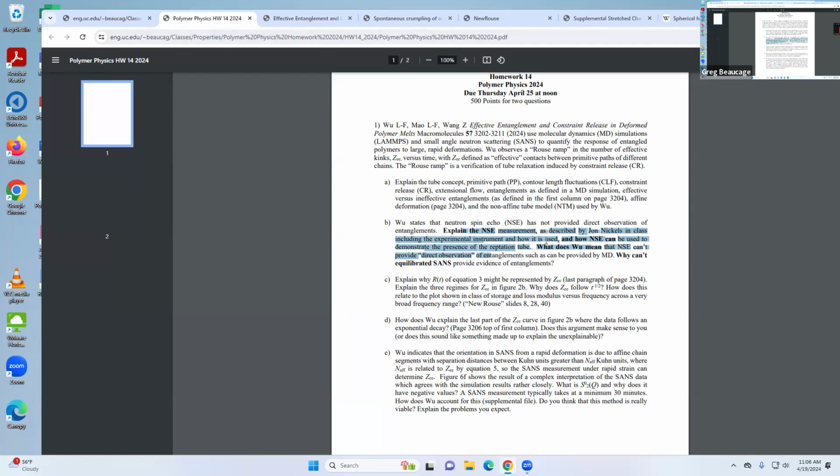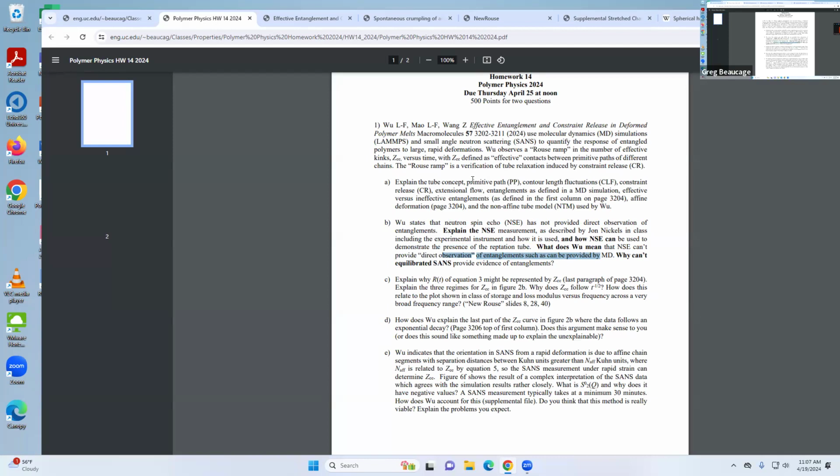But then he says it can be used to demonstrate the presence, but can't provide direct observation of entanglements. He doesn't explain exactly why, so I want you to explain why. I guess direct observation, in the context of what he's doing here, means getting Z, I guess, is what he means by that. All you can say is there is a tube.